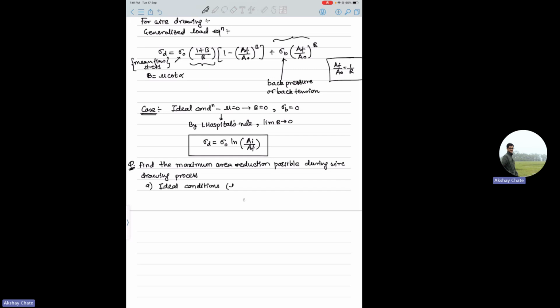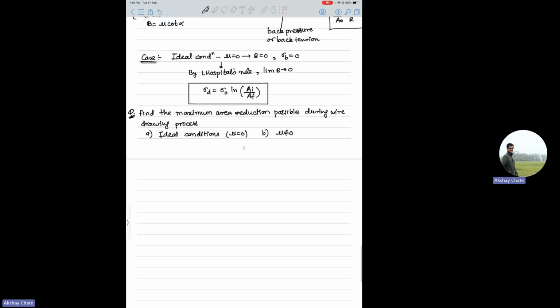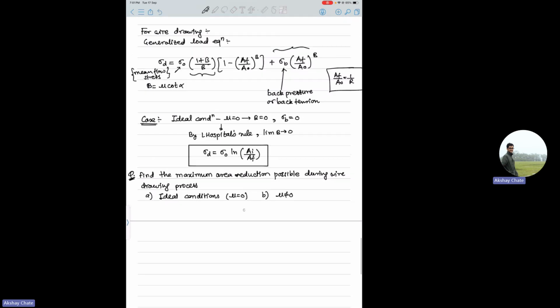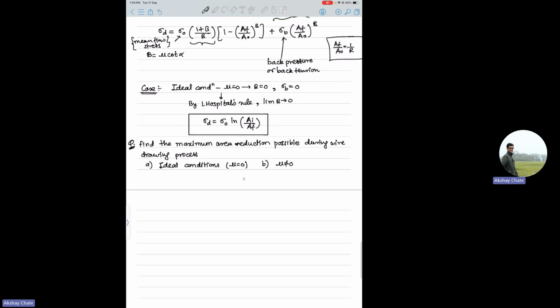So basically you'll have mu equal to 0, or frictionless conditions. And the second case they can give is when mu is not equal to 0. Under both these conditions, you need to find the maximum reduction in area that can be achieved through this wire drawing process. Okay, so first case, we have already seen this formula, equation star.